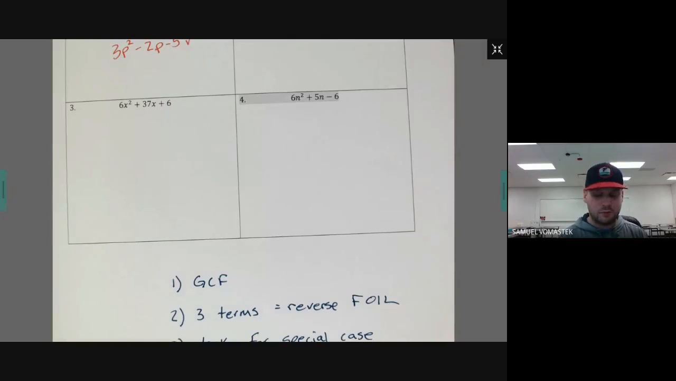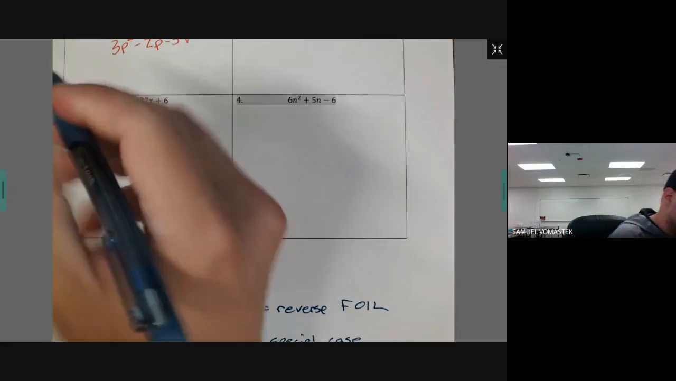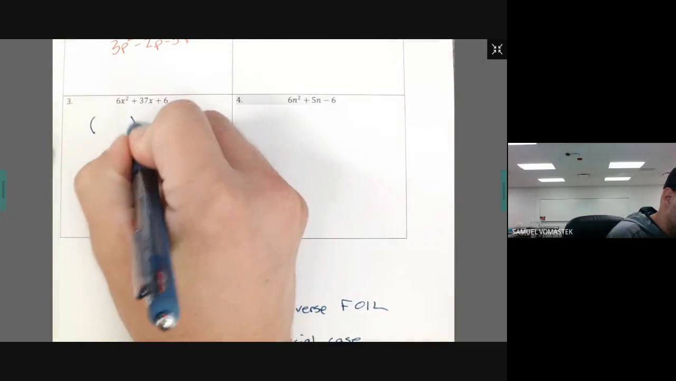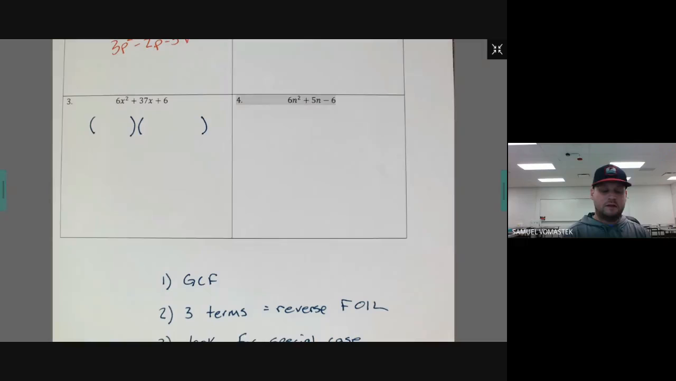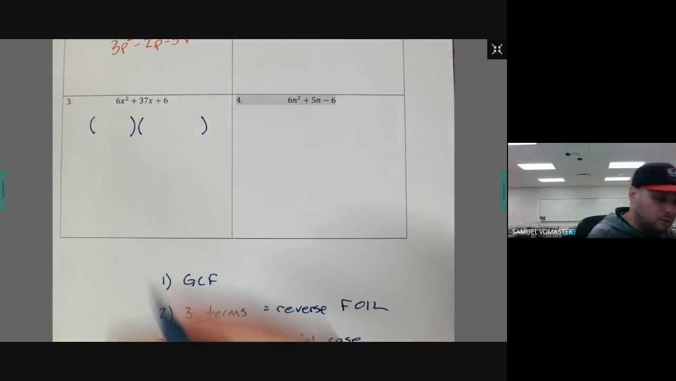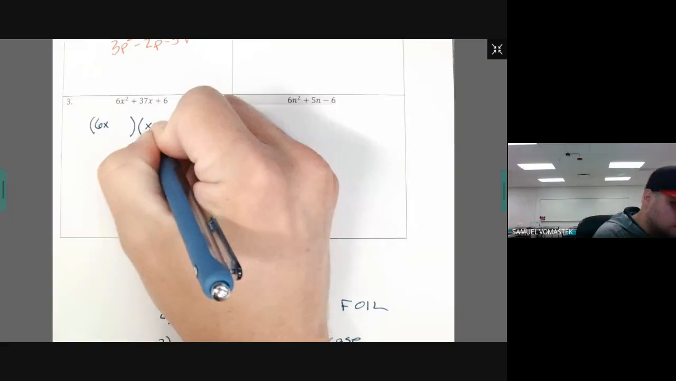Okay, I got one more I'm going to do for you. You look at number 3, 6x squared plus 37x plus 6. No GCF, 3 terms. Let's reverse FOIL. So 2 sets of parentheses. And I got to think, okay, what multiplies to give me 6x squared? So factors of 6, you got 1 and 6, 2 and 3. You can try whatever you want. I'm going to go with 6x and x.